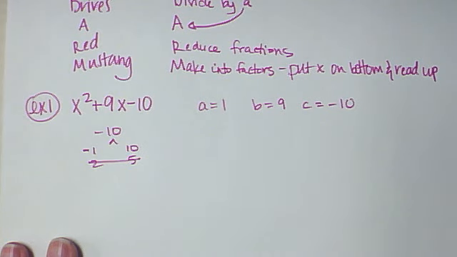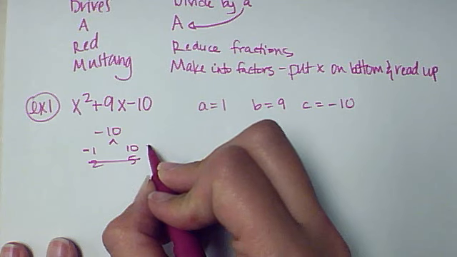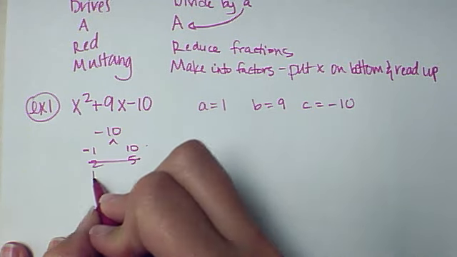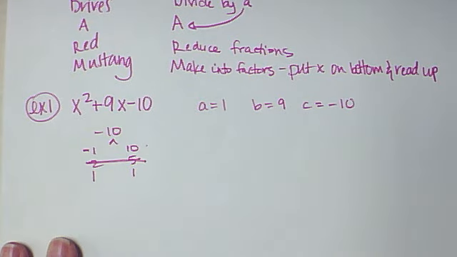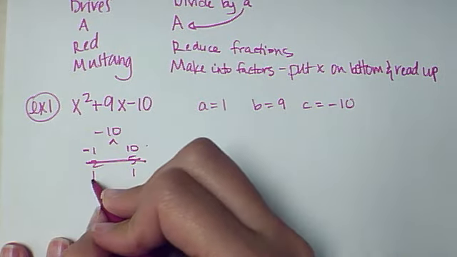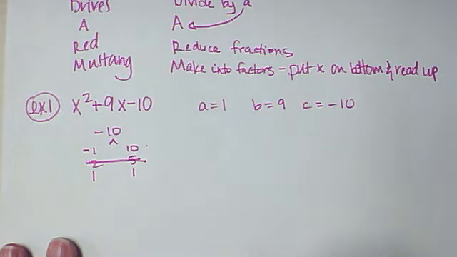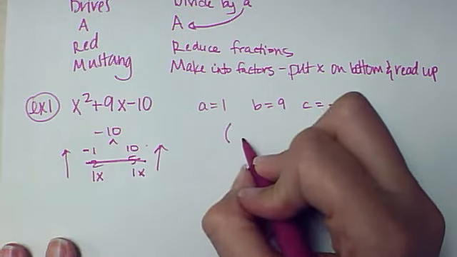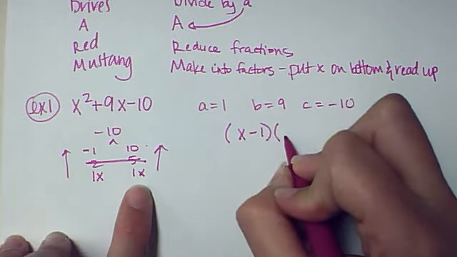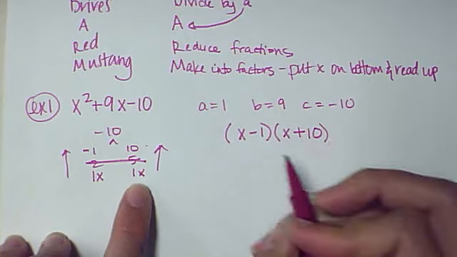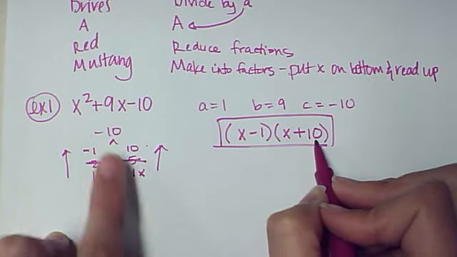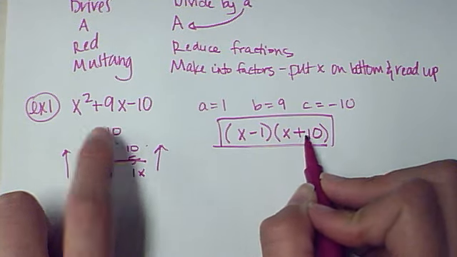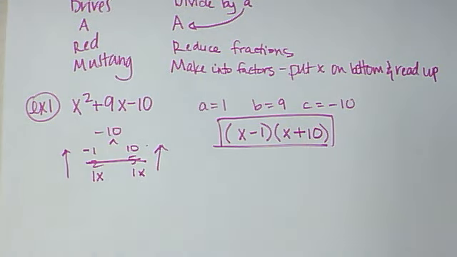Now that adds to get B. Now I'm going to divide each by A. So divide by 1 on each. And I'm going to use those as my fraction bars. Reduce my fractions. Negative 1 over 1 does not reduce. 10 over 1 does not reduce. Make my x's on the bottom and read up. So my factors are x minus 1 times x plus 10. Now that is the factored form of this. When I do this, if I did FOIL or a box right here, I would get back to this answer, and that's what I want to do to double check.